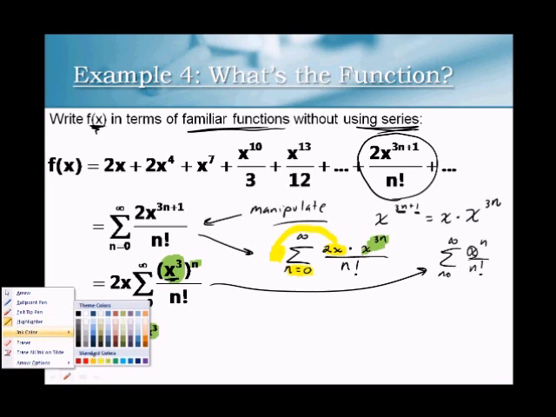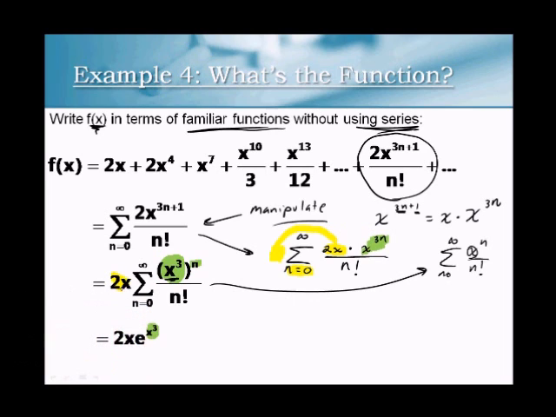And then you can see we still have that 2x. So really all we did to finish up this problem is 2x times this infinite series is the same as e to the x cubed, and we're all done. We satisfied the goal for this problem. We wrote f of x in terms of familiar functions that did not use infinite series. And there we have it.